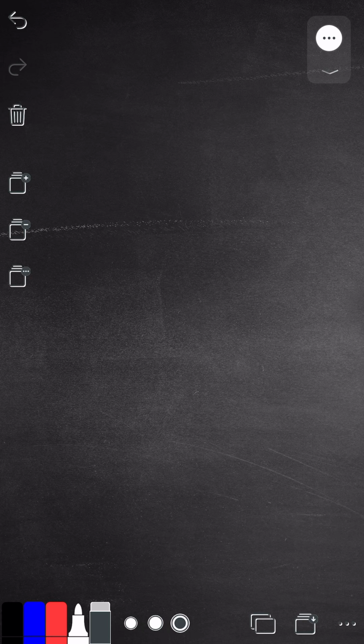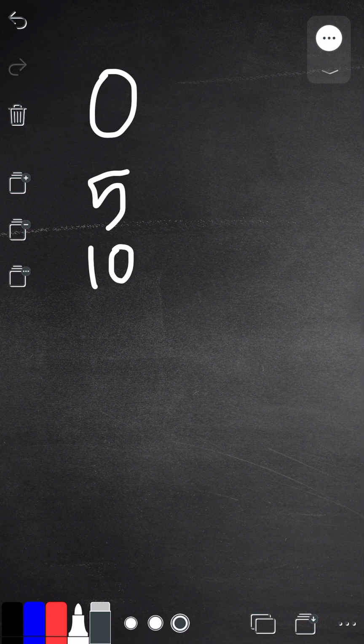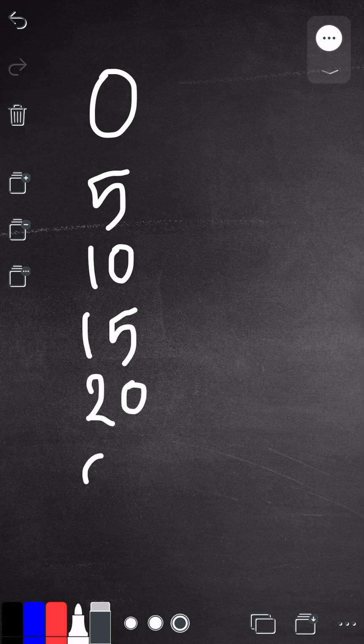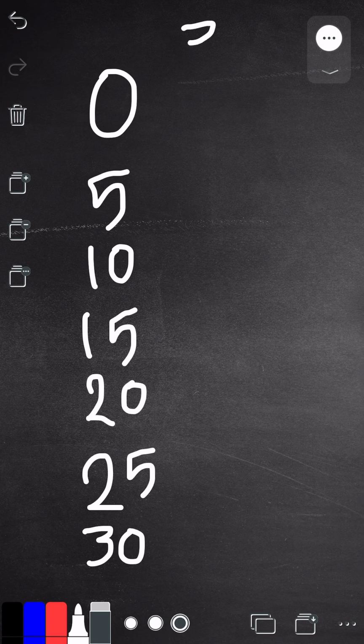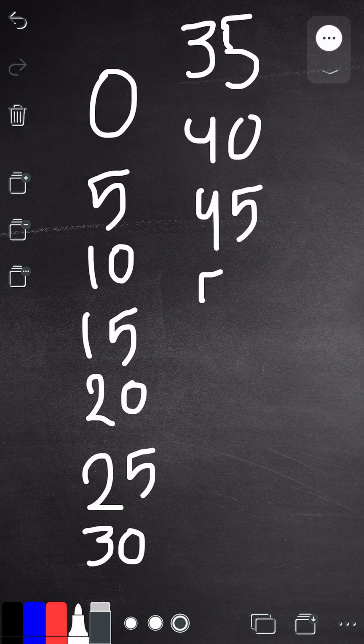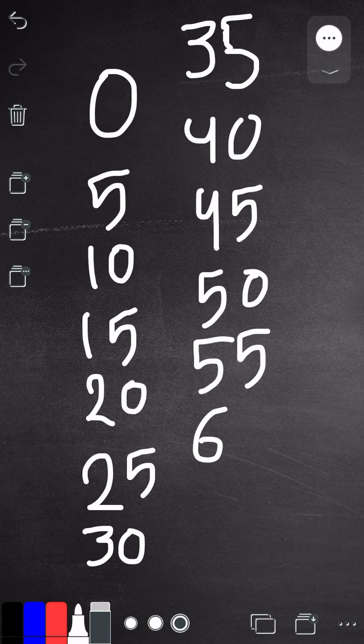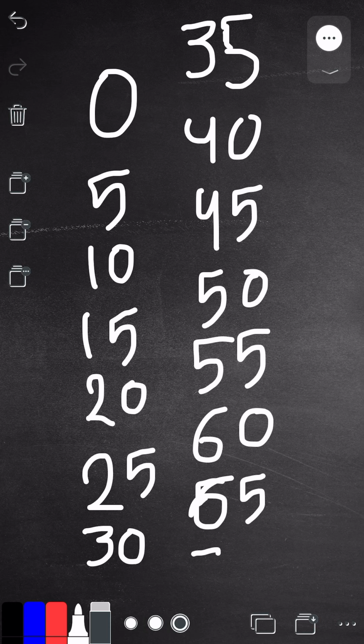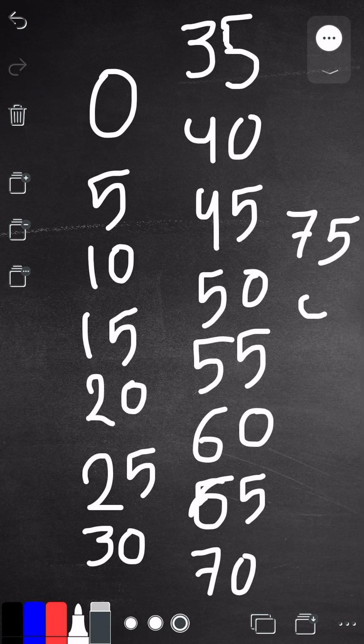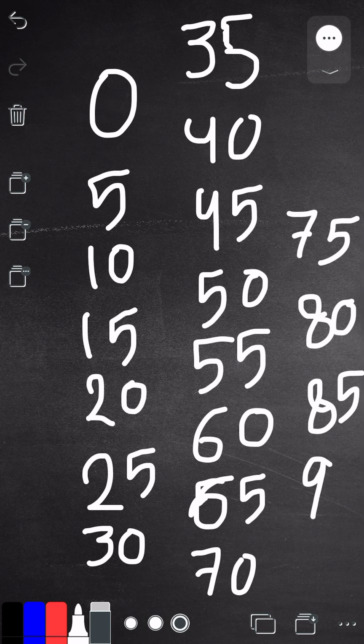We have already learned to skip count in fives. Let's start at 0. Then we have 5, 10, 15, 20, 25, 30, 35, 40, 45, 50, 55, 60, 65, 70, 75, 80, 85, 90, 95, 100.